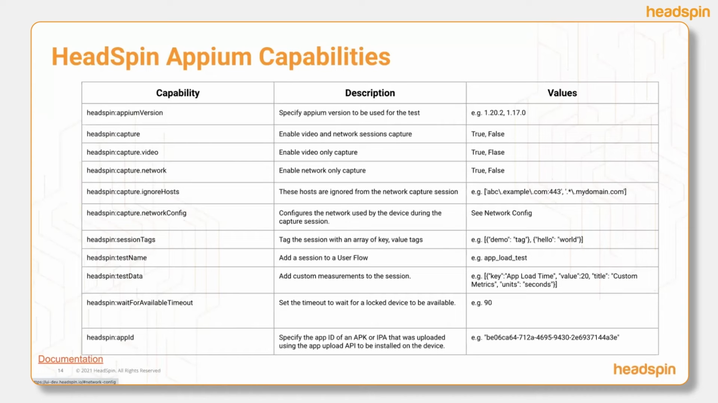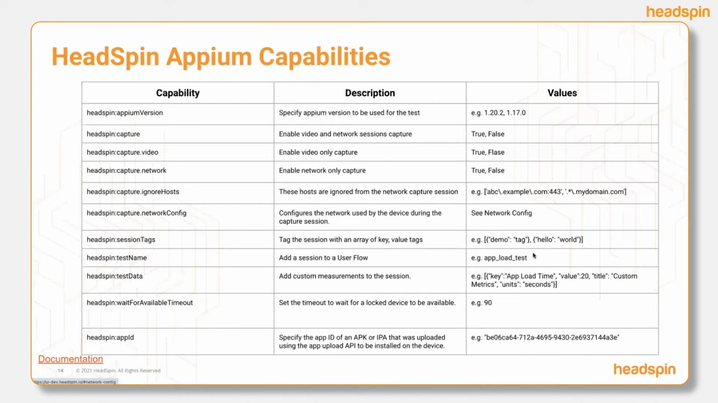The test name allows you to add a test to a specific user flow. So this could be done via API at the end of a test with the session ID, but it is a lot easier to actually just include it as a capability when initiating the test case. It automatically will append it to that user flow.